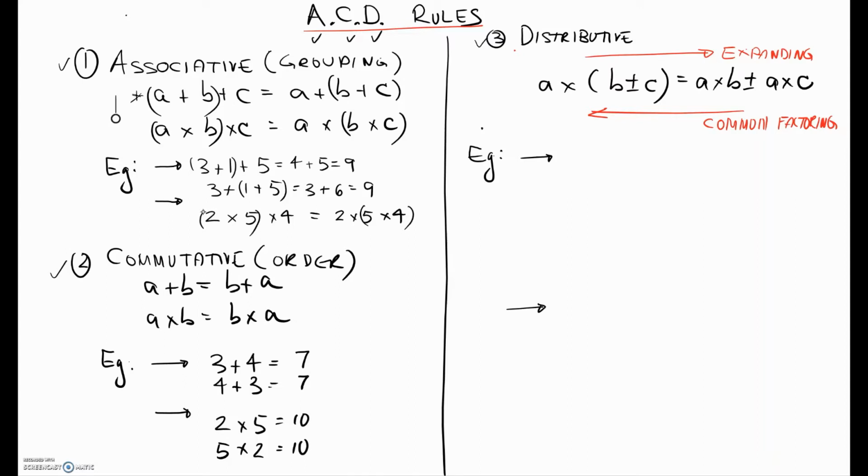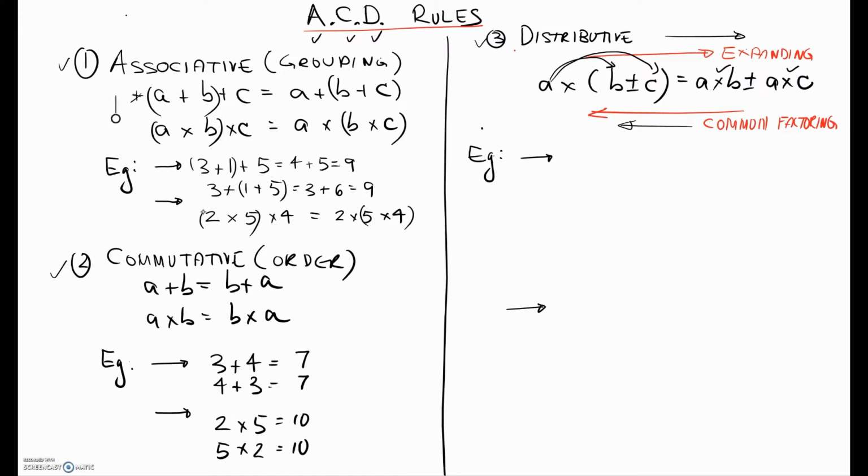Alright, so let's move on to the distributive. The distributive says that if I have A times B plus or minus C, we're going to be getting A times B, which is there, then A times C, which is there, and we're adding or subtracting depending on what's in the bracket. Now when we go from left to right in that direction, we say we're expanding. If we go in this direction, we say we're common factoring.